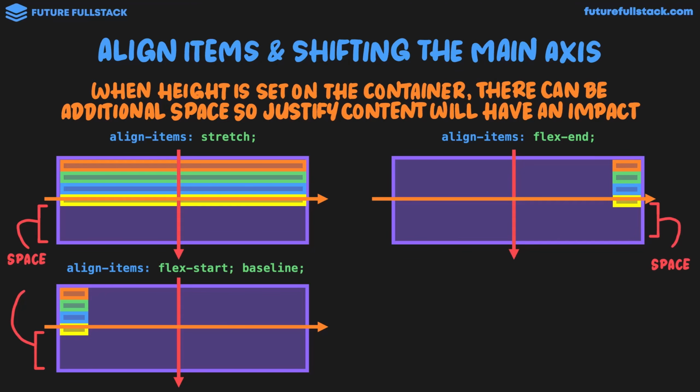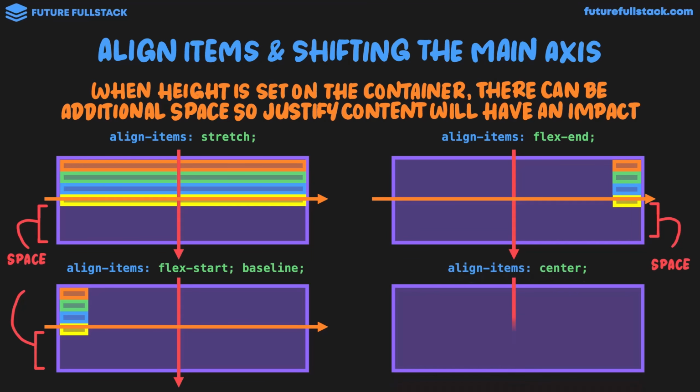Looking at the last value, align items center, we have our flex container, our main axis running from top to bottom, our cross axis running from left to right, and our flex items are centered along the cross axis, that is in this case horizontally. And once again, because our flex container has height, there is vertical space for justify content to work. So let's play around with this inside VS Code.